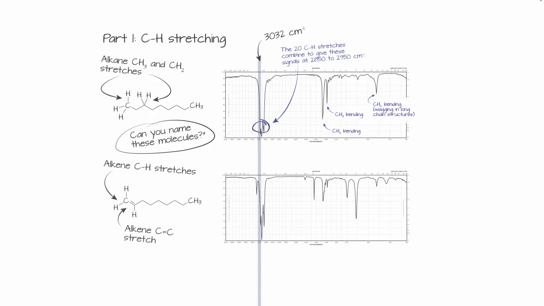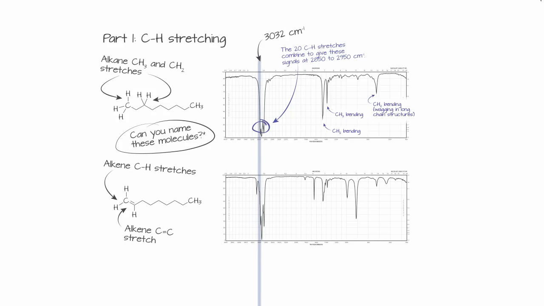Now, stretching in alkenes is a little different. You can see that we have the CH stretches there just below 3,000, but just above 3,000 we have that little peak there on the left-hand side of the CH stretches. That's the alkene CH peak.